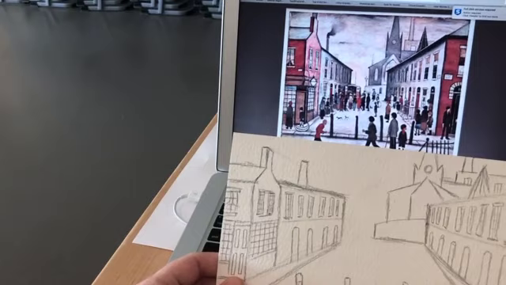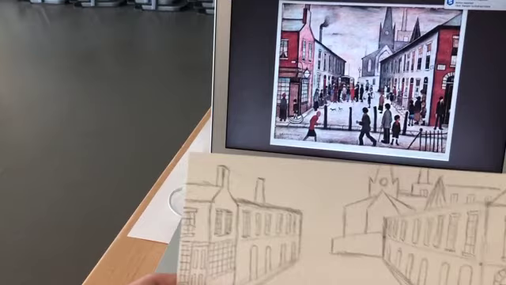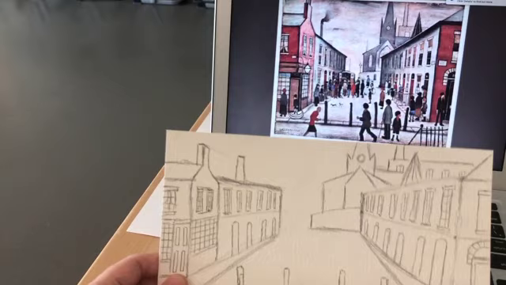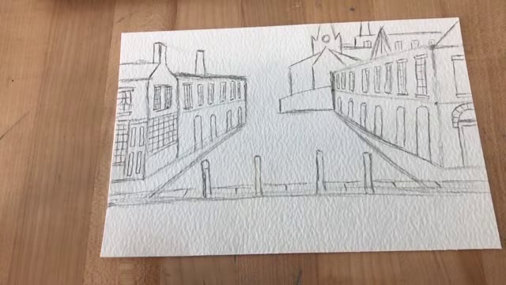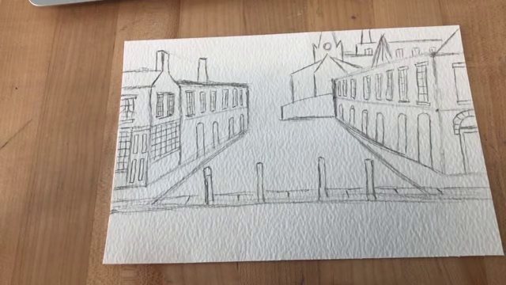So we can see we've started to put in the outlines of the buildings and the pavement. What you need to do is try your best to recreate this. Pause the video as you go along. Try and think about the vanishing point, these perspective lines as you're drawing. Okay, bye-bye.